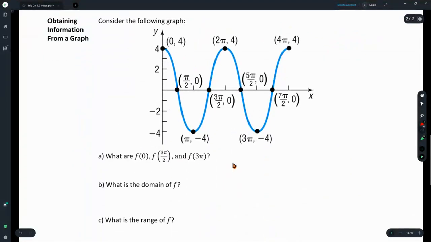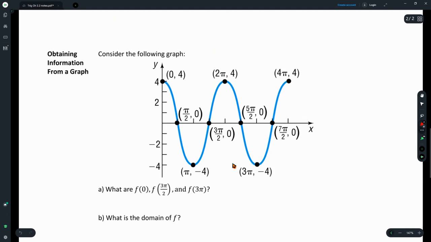And then we move on, we look at the graph. When they give you the graph, you have to be able to identify the points. So they're looking for f of 0, meaning the x. Okay, this is x. When x is 0, right here, what is y? They're looking for that. So it equals 4.